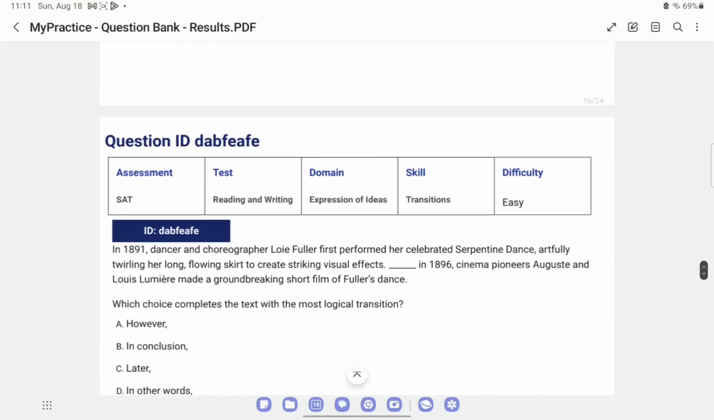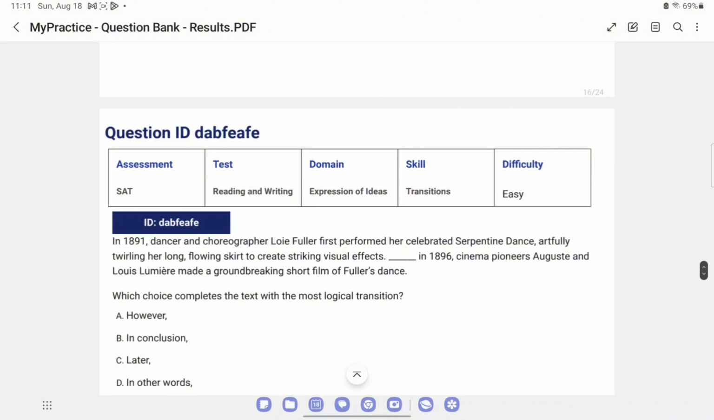Okay. In 1891, dancer and choreographer Loie Fuller performed dance. She twirled her long skirt to create visual effects. Blank, in 1896, some of the pioneers made a groundbreaking short film of Fuller's dance.